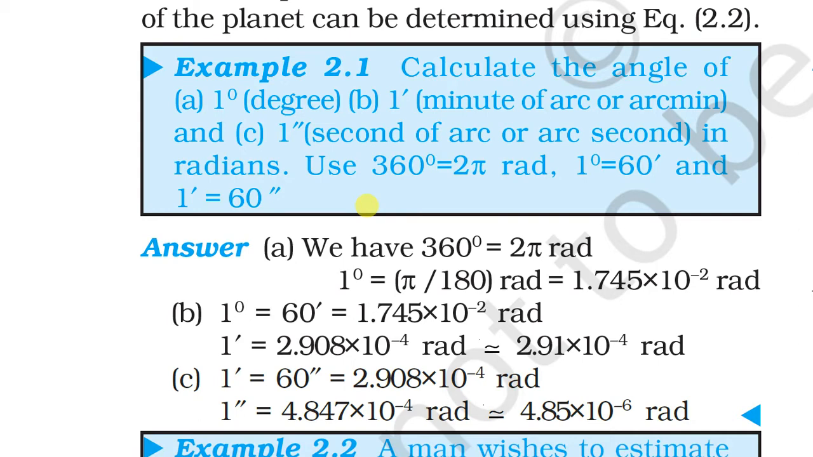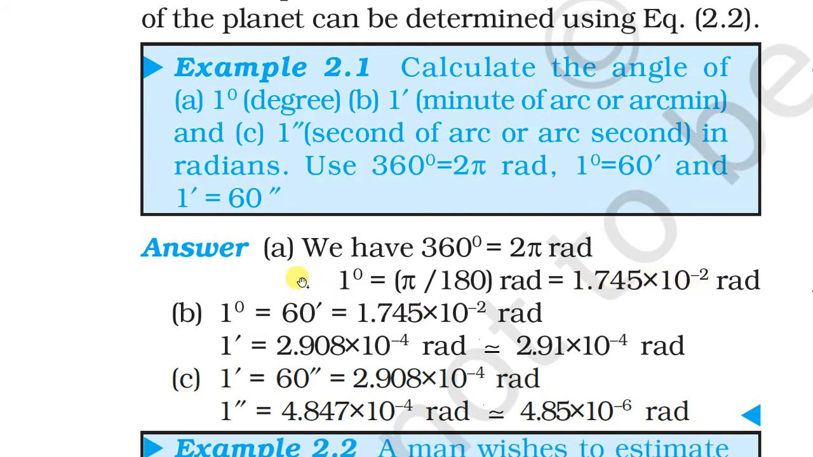See, 360 degrees is equal to 2 pi radians. So 1 degree is equal to pi by 180 radian. If we divide 3.14, or 22 by 7, by 180, it will give us 1.75 into 10 raised to minus 2 radian.